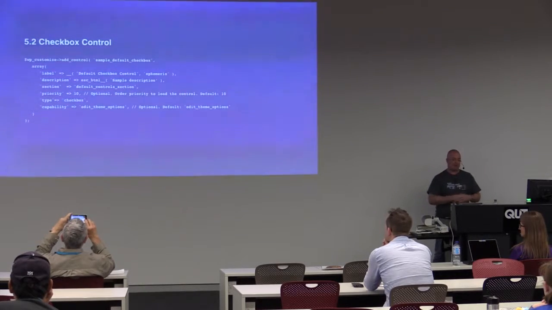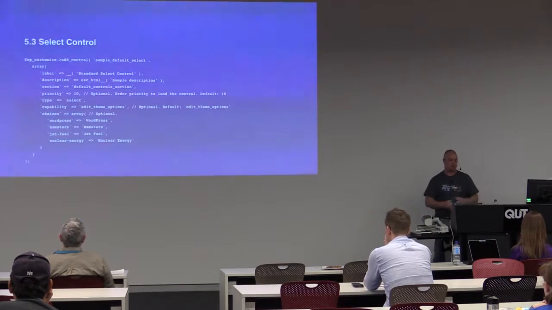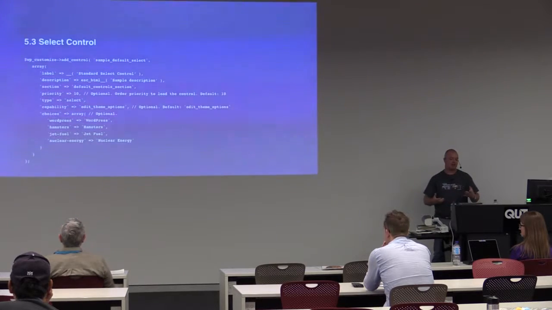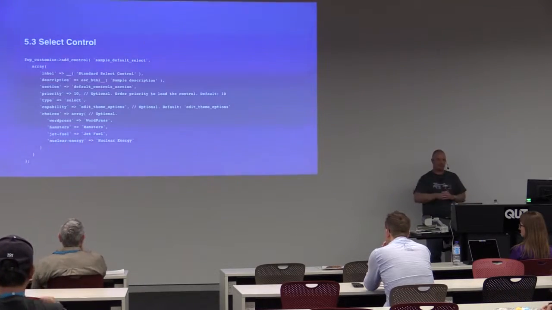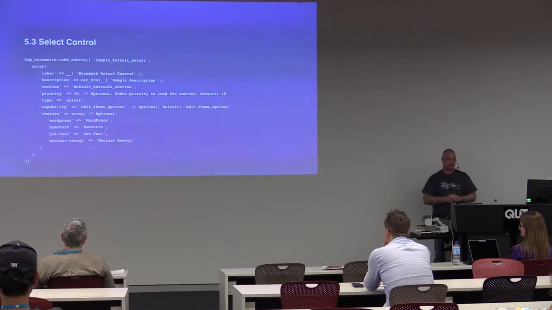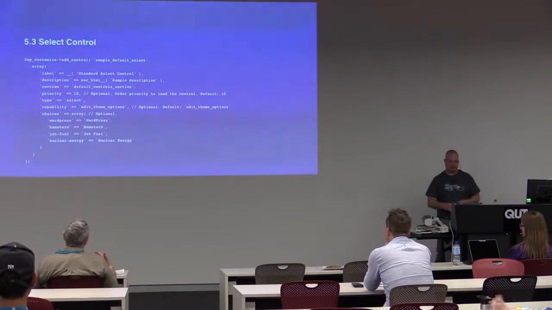Again, for checkboxes, we're calling add control again, and we just change the type to checkbox. Select, same thing. This time type is select. Select controls can be passed an array of choices, so obviously the drop-down choices. The choice array is only used for the select and radio controls.